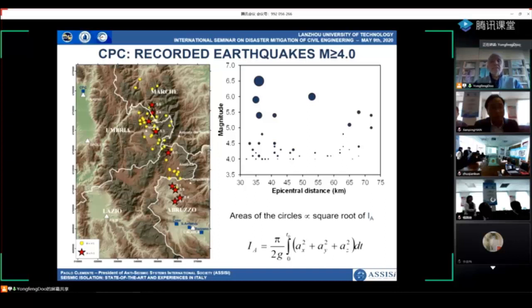In the diagram on the right, you can see the magnitude of each event plotted versus the epicenter distance from this site, which is on the top left of the map reported on the left side of this slide. The amplitude of the circle is proportional to the energy at the foundation, which has been estimated by means of the Arias intensity at the foundation of our building.